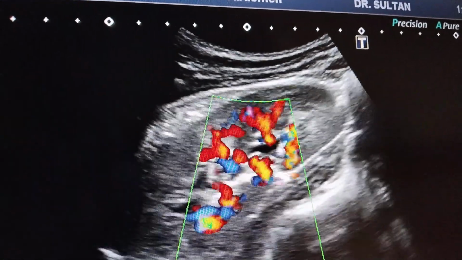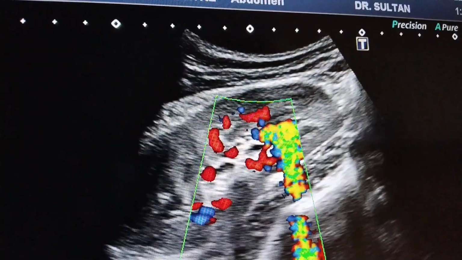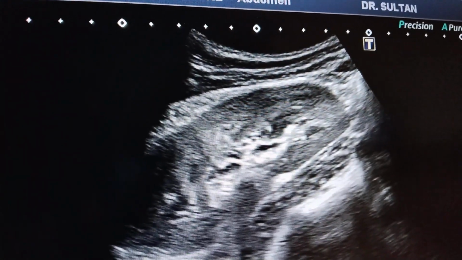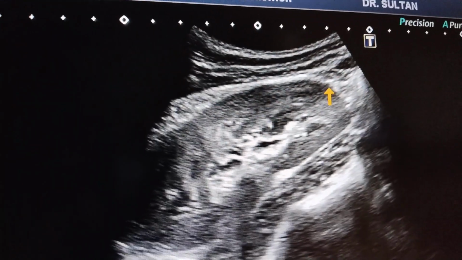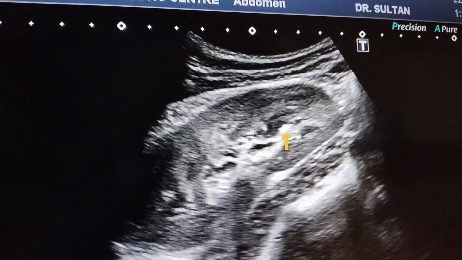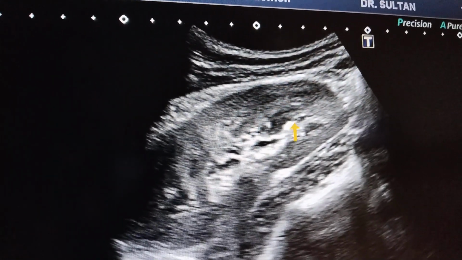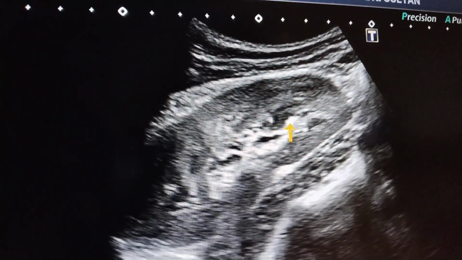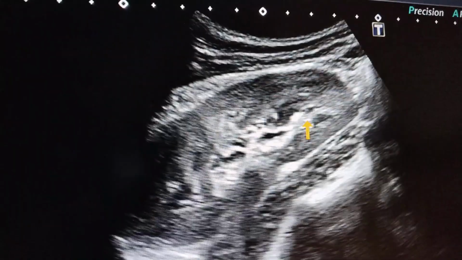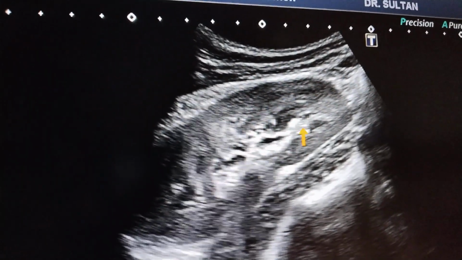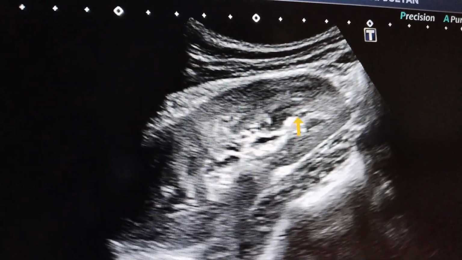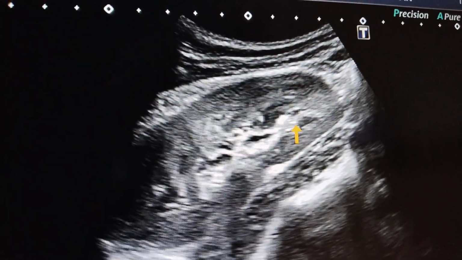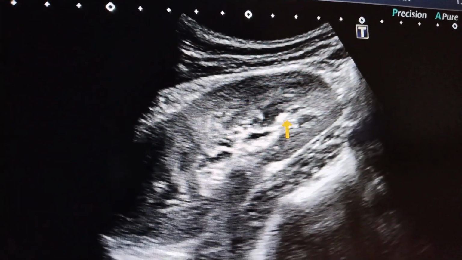Look here. Now I am going to remove the color. Look here. So this was the portion, the tiny focus, which was producing the twinkle artifact. So this twinkle artifact greatly supports the diagnosis of calculus. It is not a definite criterion, but it supports it.